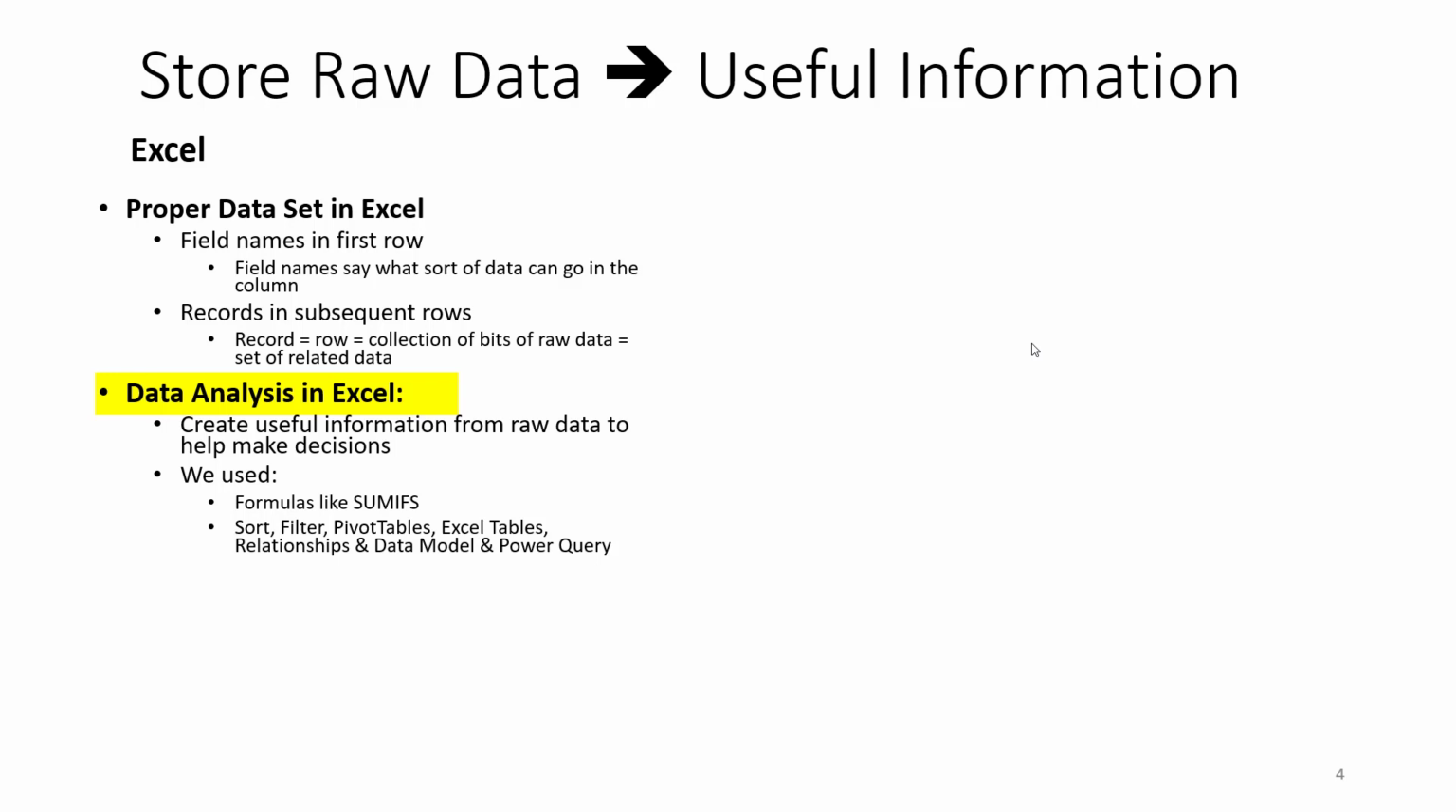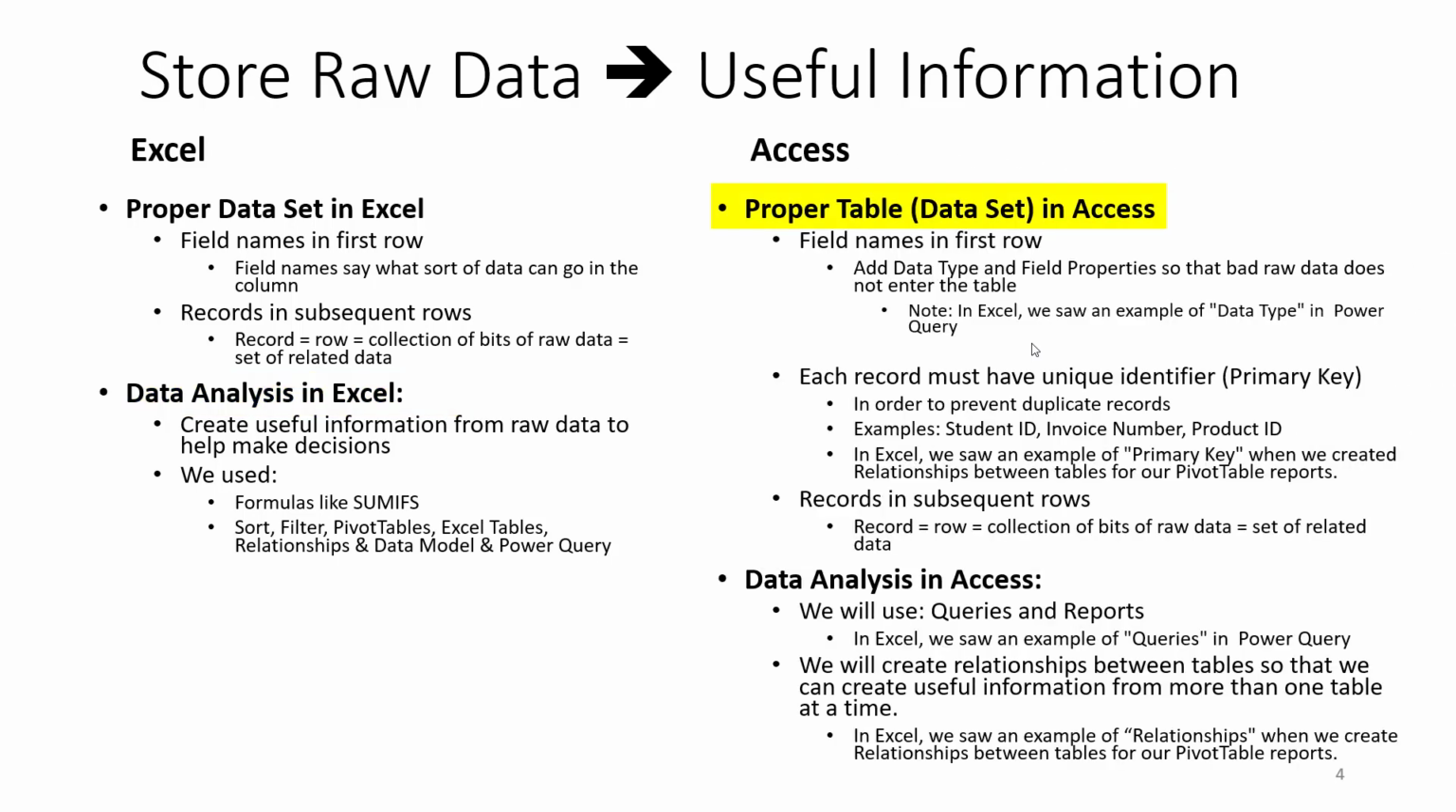And we saw how to create relationships, data models, and Power Query. In Access, it also contains proper tables, which are data sets in Access, and it has field names in the first row. So in Access, we add the data type and field properties so that we will prevent bad raw data from entering into the table. And we will learn how to add the data type when we create our database and learn how to prevent bad data from entering into the table.